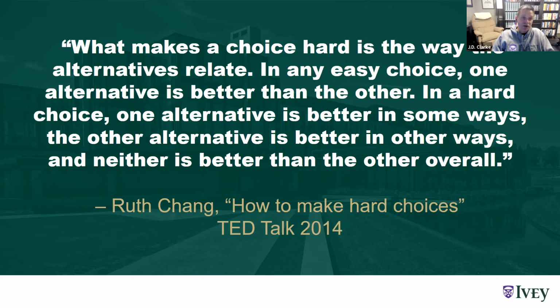A hard choice is anything where it boils down to doing a pros and cons list. Because a hard choice is one where one alternative is better in some ways and the other alternative is better in other ways, but neither is better than the other overall. And you're going to find that when you do an MBA program. It's a hard decision.